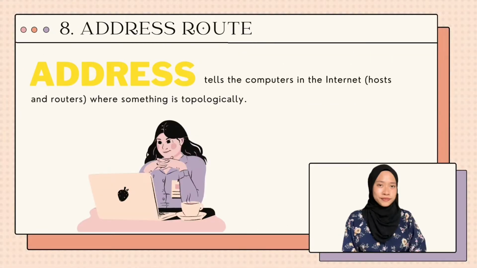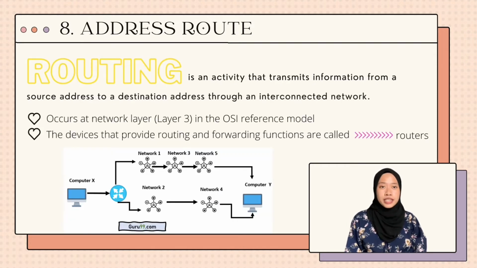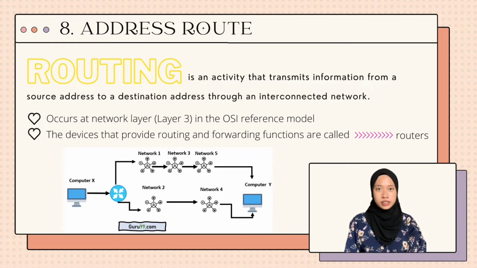The eighth question, what is address route? The address tells the computers in the internet, hosts and routers where something is topologically. Routing is an activity that transmits information from a source address to a destination address through an interconnected network. Routing occurs at network layer 3 in the Open Systems Interconnection (OSI) reference model. The devices that provide routing and forwarding functions are called routers.